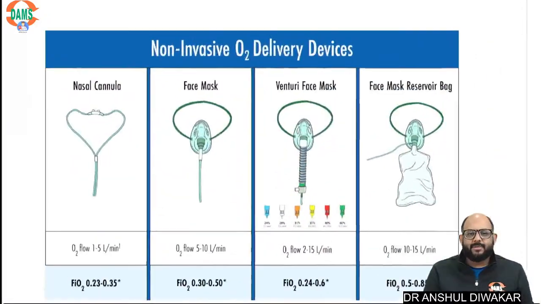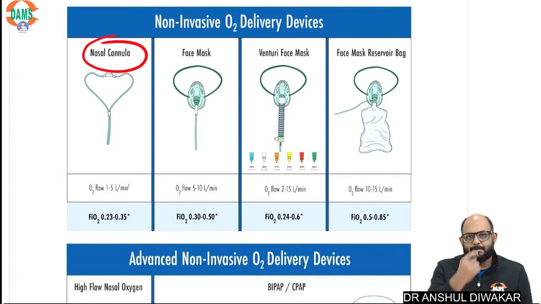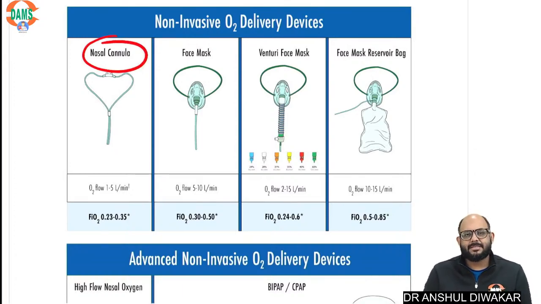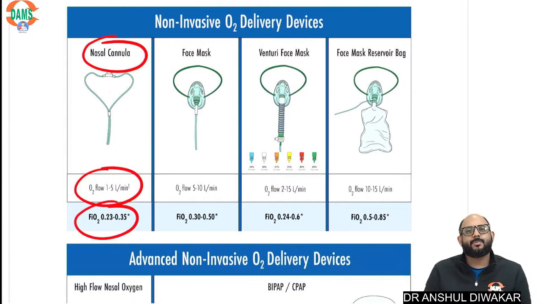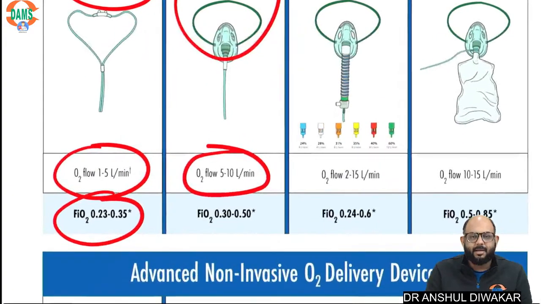Now I'm going to show the images and certain salient features. Nasal cannula is the simplest, which uses the nasopharyngeal dead space as a source of oxygen. Usually the flow rate is between 1 to 5 or 6 liters per minute, FiO2 between 0.23 to 0.35. Face mask, also called Hudson's mask, is used between 5 to 10 liters per minute, FiO2 between 30 to 50%.